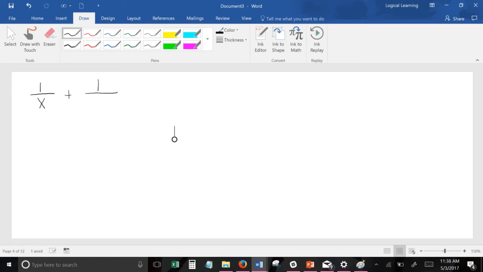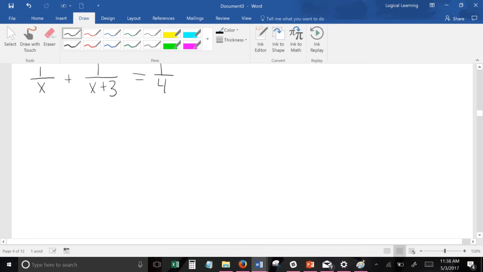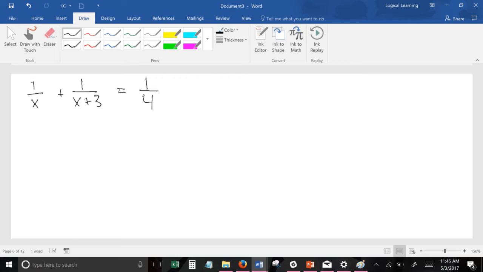We're going to go over one last problem like this and then a challenge problem. So let's look at 1 over x plus 1 over x plus 3 equals 1 over 4. When we're looking at a lot of these, really it's just going to come down to your algebra practice. So combine these fractions and put it in a form that is easier for us to understand. We're going to multiply by x plus 3 over x plus 3, so that's 1, and we're going to multiply this one times x over x.